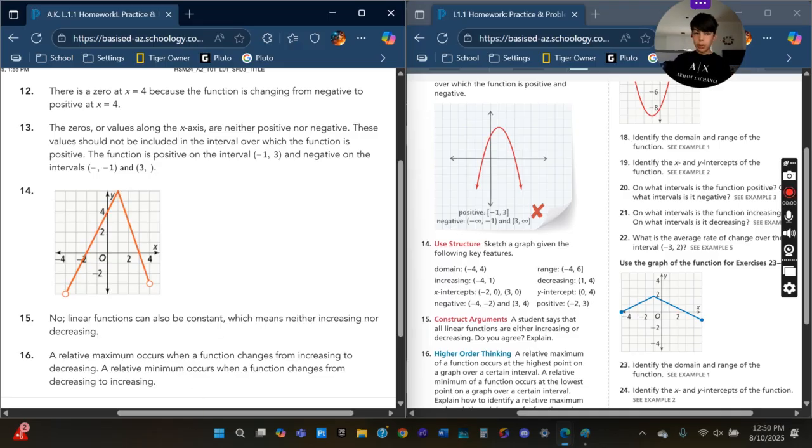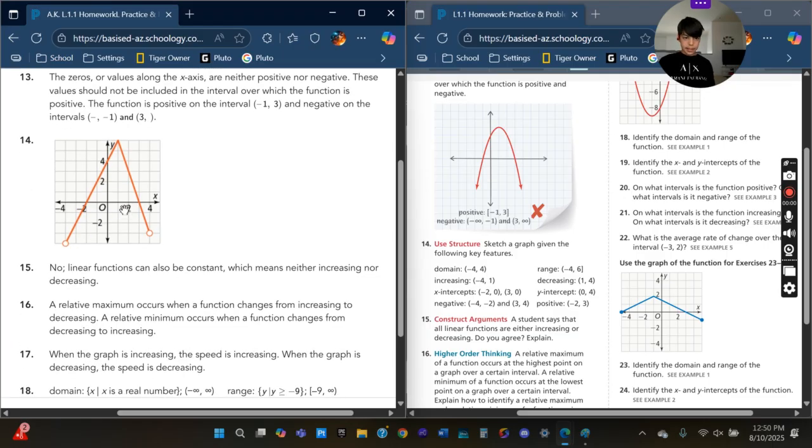It doesn't include negative 4, but it does include 6. Now we'll go on to the negative part and the positive part. You should already have your graph by now. It's just like an opposite V, a downwards V flipped. And these are the points you should have.